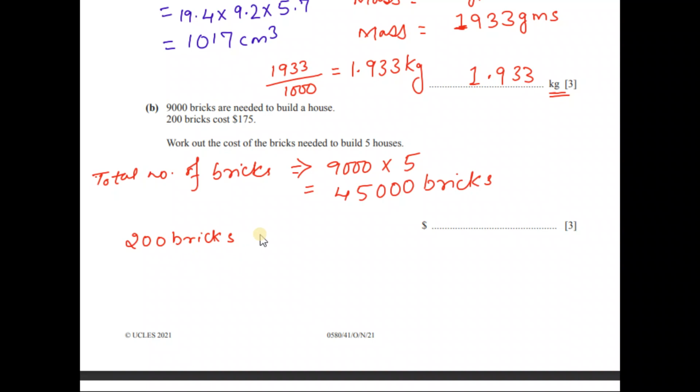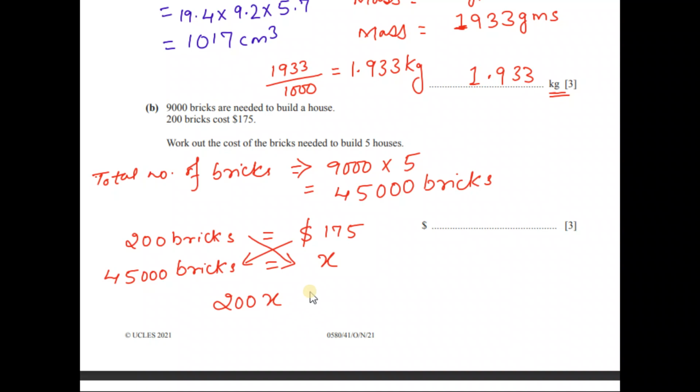Like 200 bricks will be for $175. So what would be the price of 45,000 bricks? That would definitely be X because that's what we are finding, right? And we can do cross multiplication.